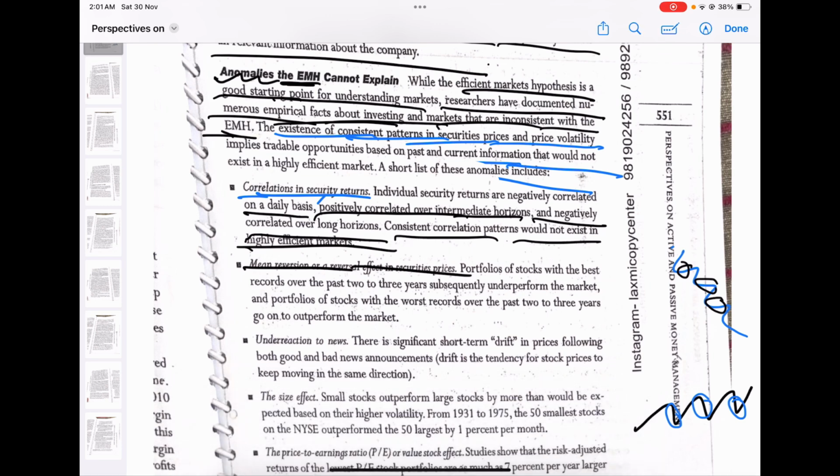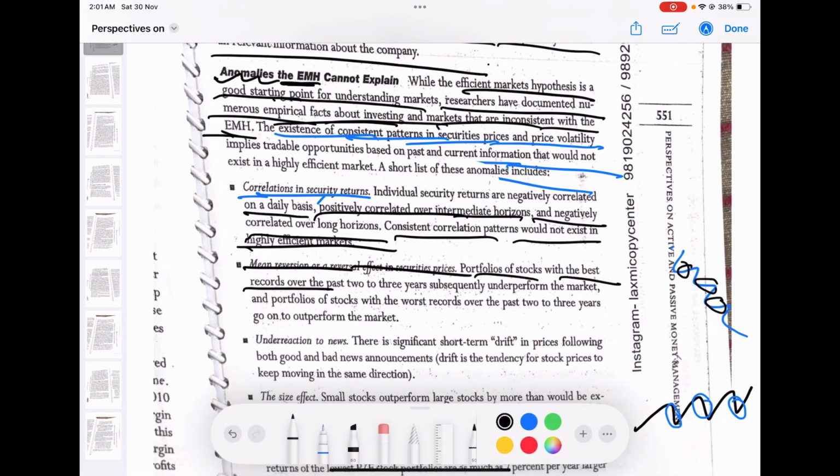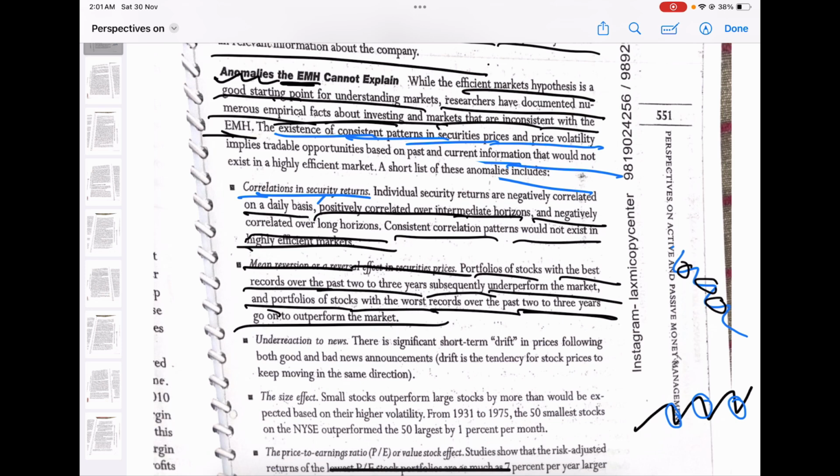So these corrections are basically called mean reversion, and usually even if the portfolio is performing really well, there are going to be mean reversion periods or correction periods. Portfolios of stocks with the best records over the past 2 or 3 years subsequently underperform the market, and the portfolios of stocks with the worst will basically outperform the market.